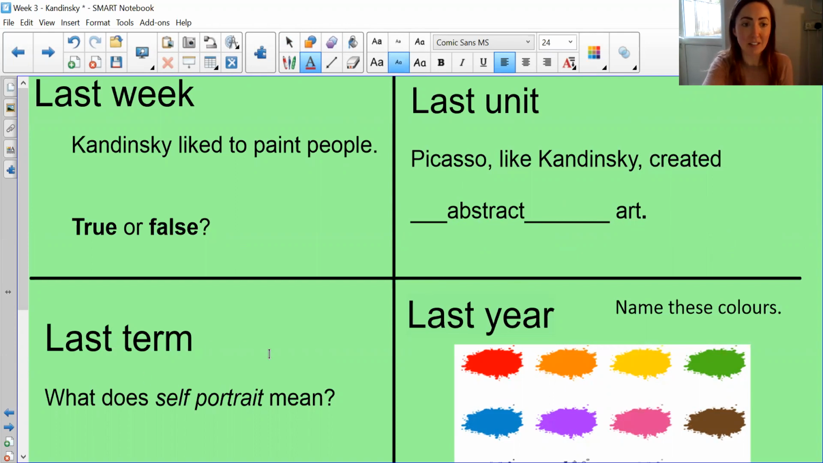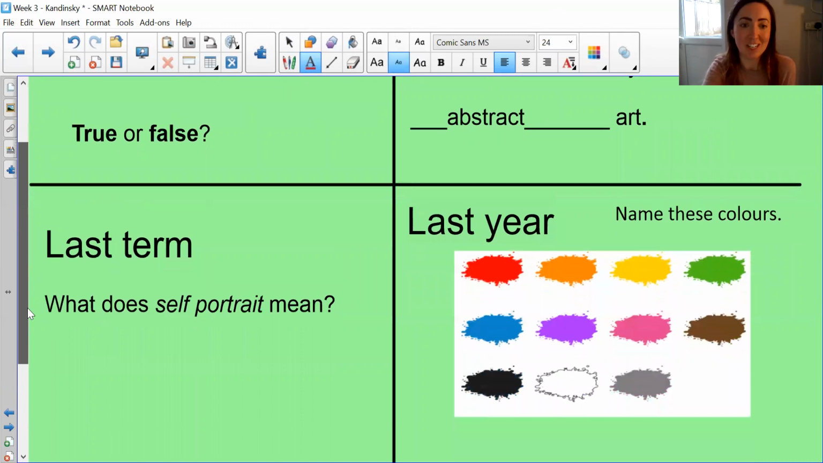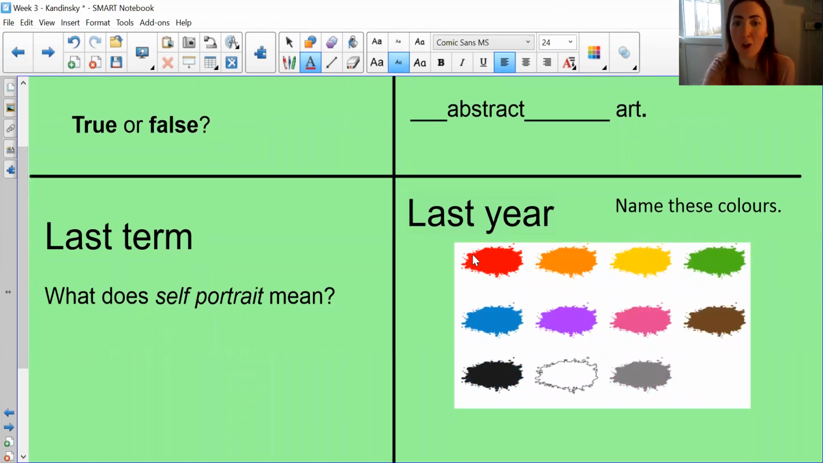Okay, and last term, what does self-portrait mean? Hopefully you said something like a picture of yourself. It's very important that you remember it is yourself in the picture, in a self-portrait, the person who is making the picture. And the last year question, let's go through those colours. Red, orange, yellow, green, blue, purple, pink, brown, black, white, and grey.